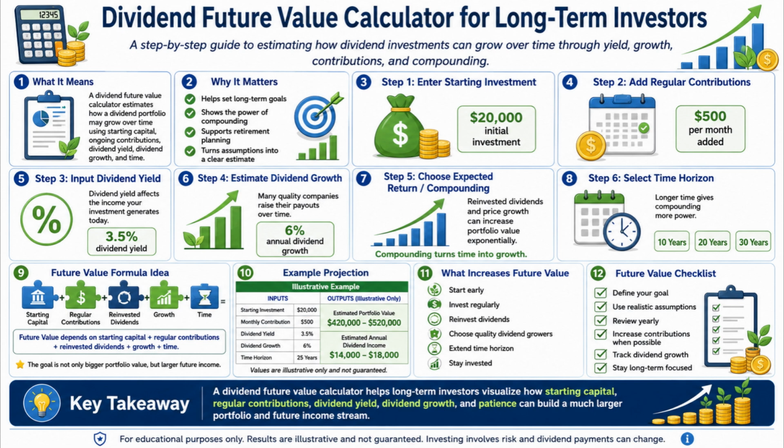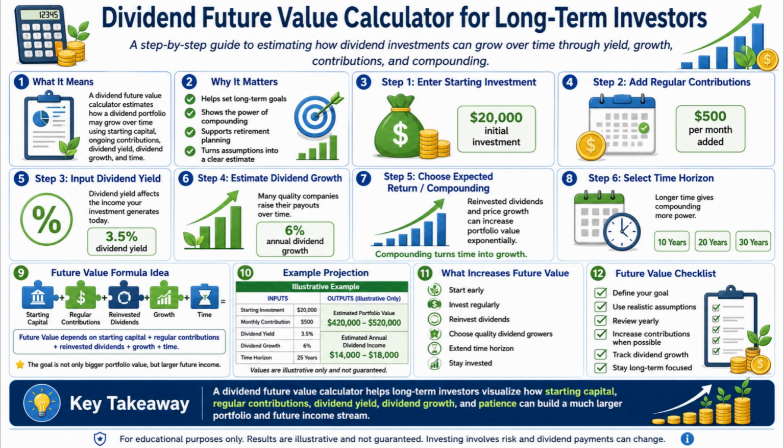Afterward, the sixth step is to select the time horizon. An investor may choose 10 years, 20 years, or even 30 years. The longer the time horizon, the more powerful compounding becomes. Consequently, time is often one of the most important ingredients in building long-term wealth.